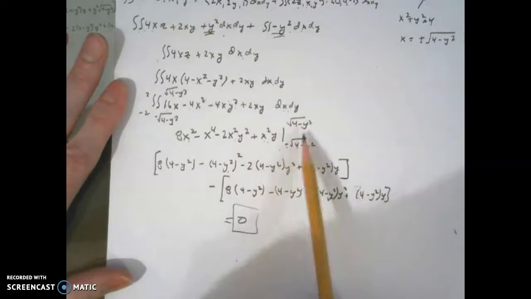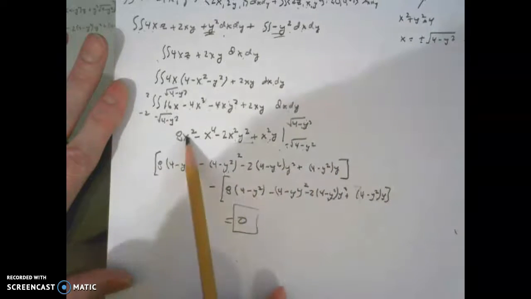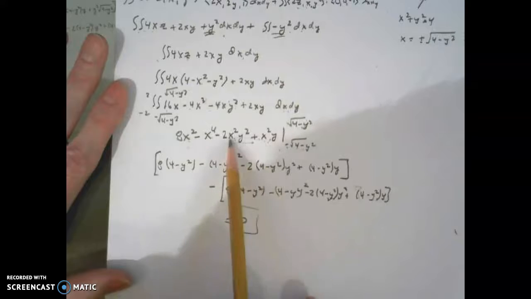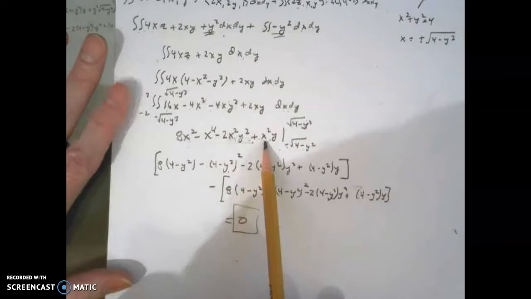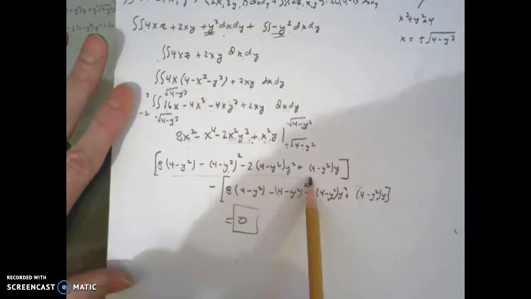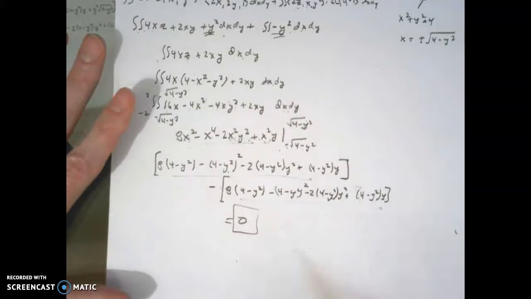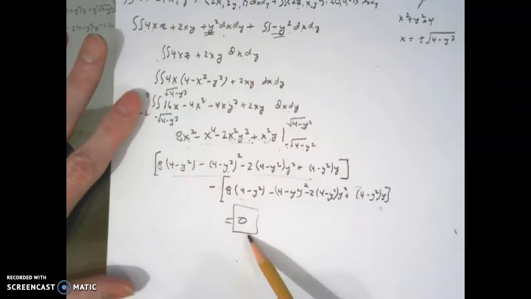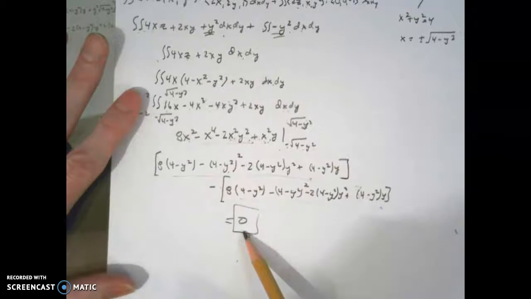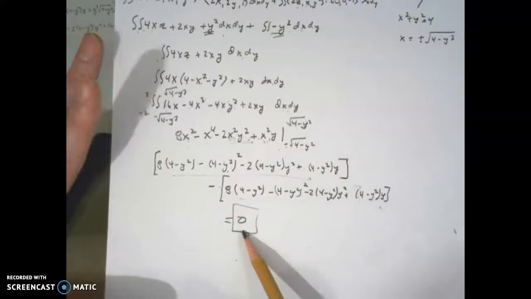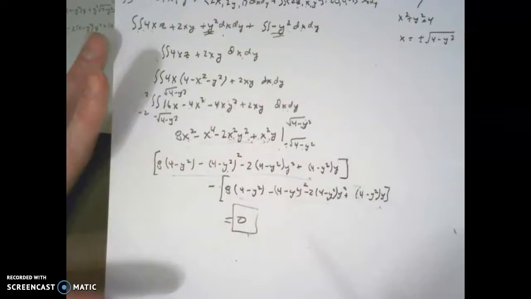But you plug this into here and you plug this into here, and because all of these x's are squared, they're even functions, when you plug this in and when you plug this in, you get exactly the same thing. So we get this, and then we're subtracting the same thing, we get 0. Okay? So what we just did is we showed that the flux through this surface is equal to 0. So now to verify that the divergence theorem actually works, now we have to do the other part.